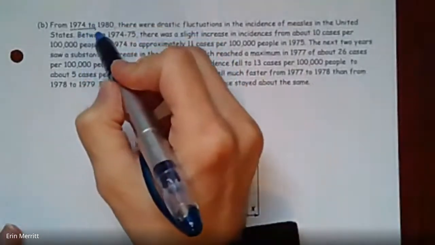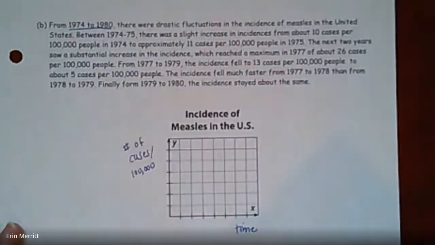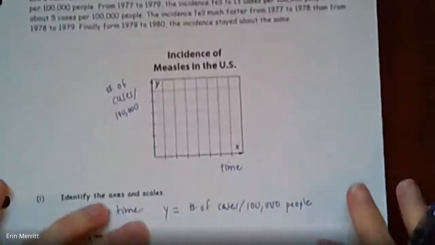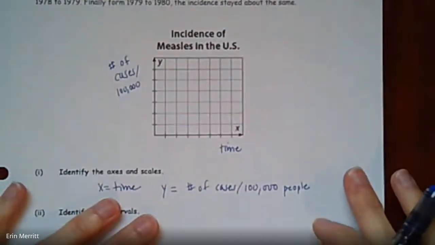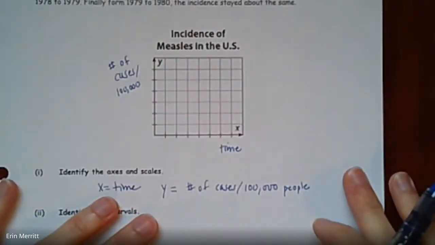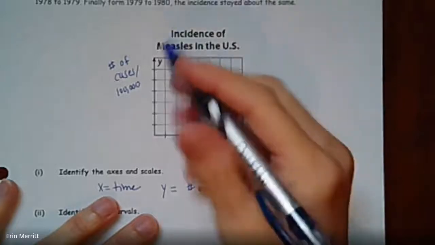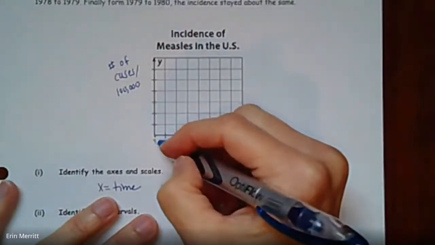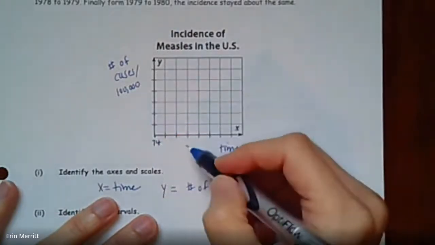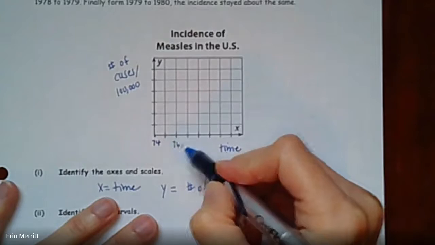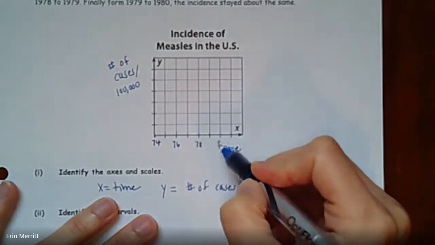From 1974 to 1980, they talk about the fluctuation. So the scaling on the x-axis is going to have to cover the time from 1974 to 1980. So we can start at 1974. That's perfectly fine. All right. Then if we let each year be 75, 76, 78, 80.